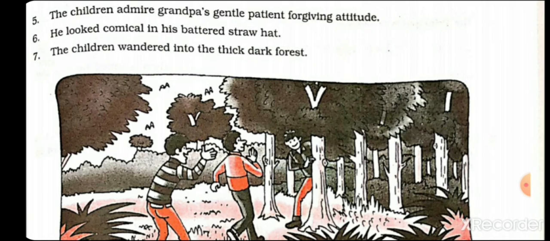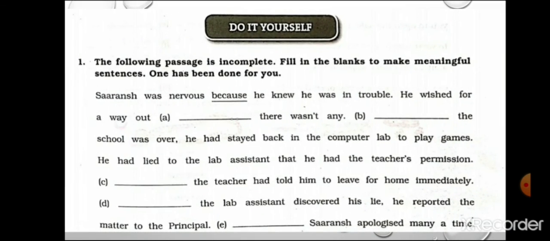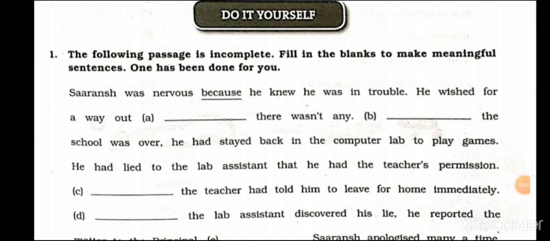Now students, let's move on to the do it yourself part. The following passage is incomplete. Fill in the blanks to make meaningful sentences. One has been done for you. Here students, complete this worksheet. Complete this worksheet yourself and use linkers here to complete this worksheet.